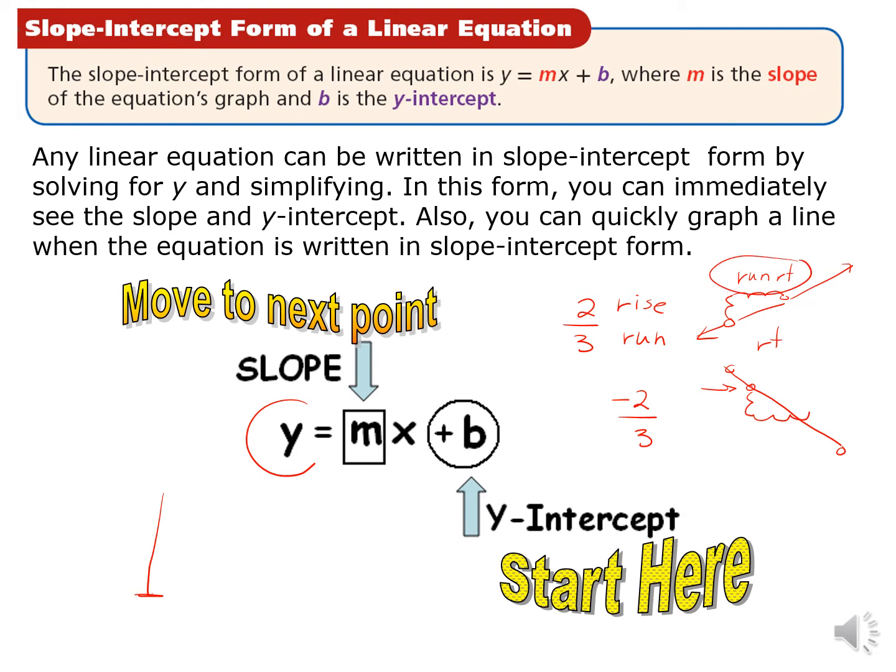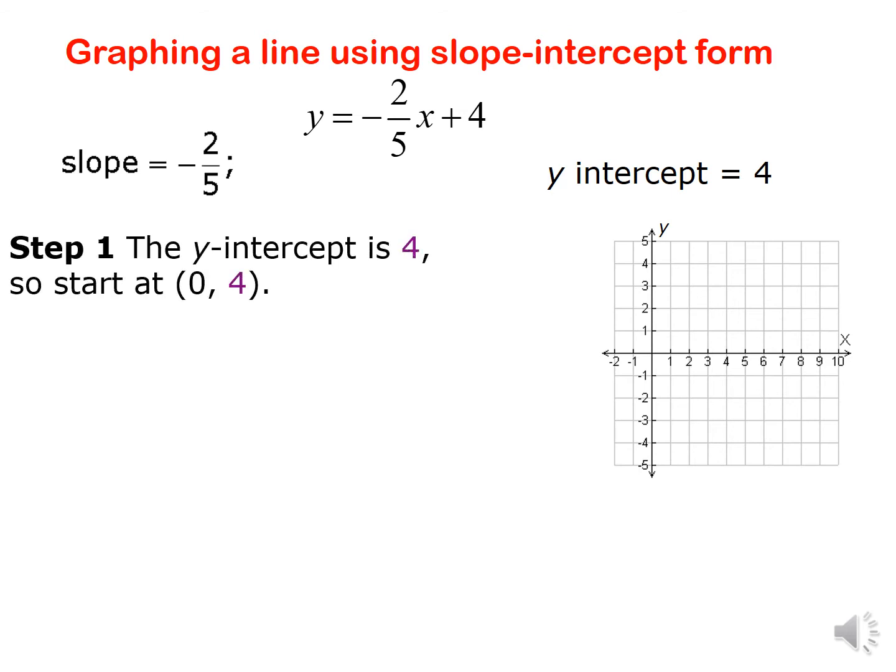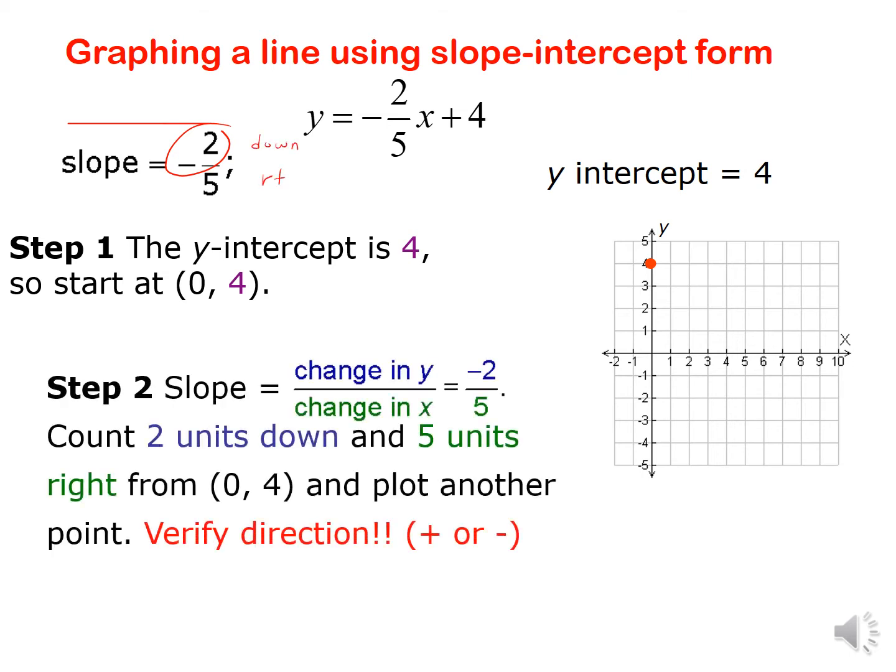Okay, so graphing a line using slope-intercept. I'm going to let the computer do the work for me on this one. So the first thing I do is I mark my point at my y-intercept. So there it is. And now I'm noticing that it's a down 2 over 5. It's a negative slope, so I'm going to go down 2, and then I'm going to go right 5. So down 2 over 5. And then the last thing you're going to do, verify your direction.